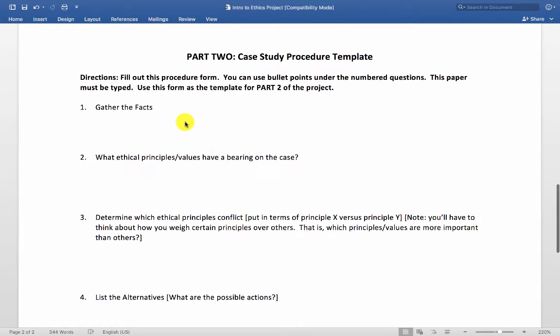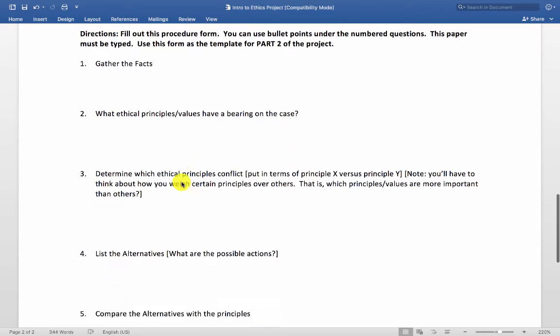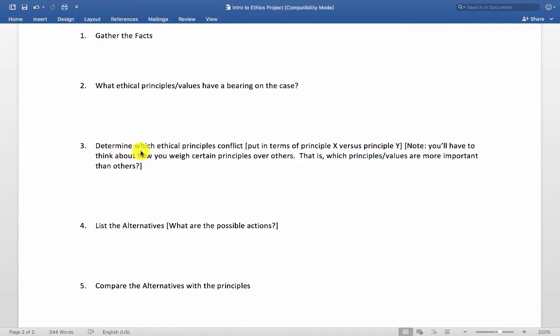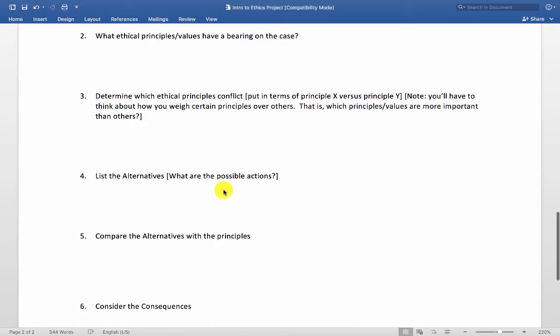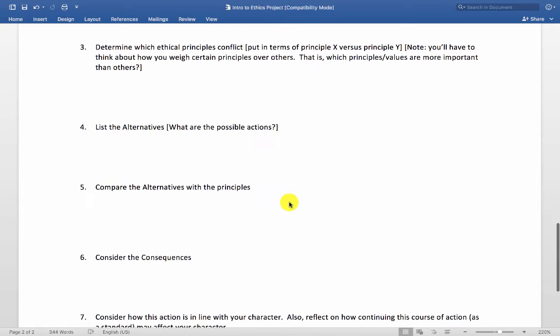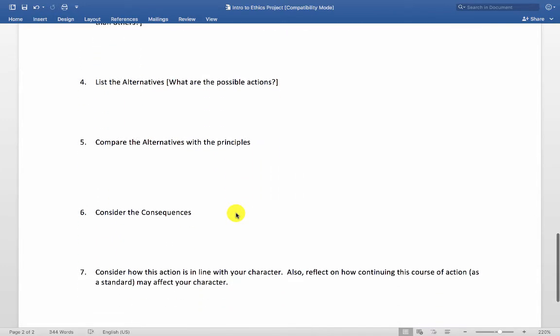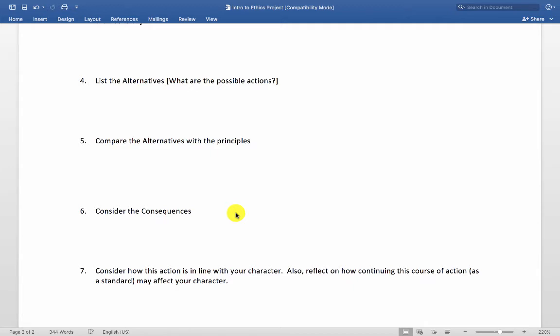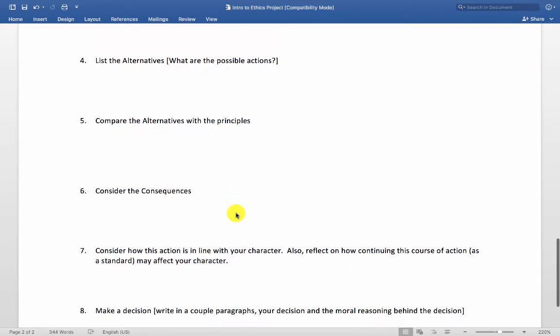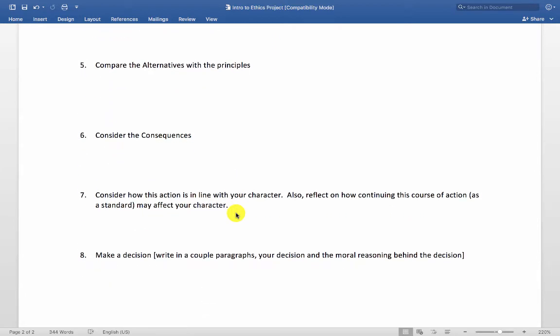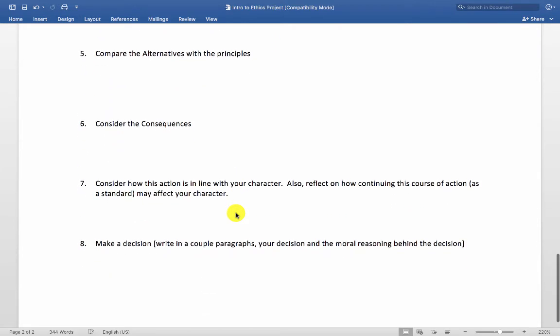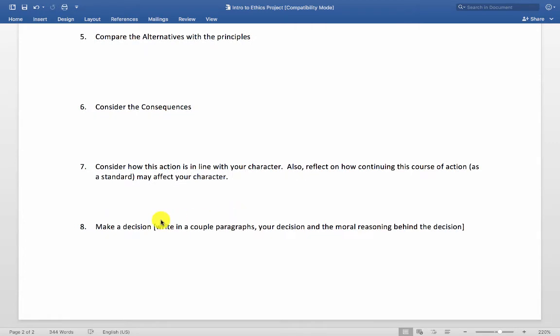Number one, gather the facts. Number two, what are the ethical principles and values bearing on the case? Number three, determine which ethical principles conflict in terms of X versus Y. List the alternatives, that is, what are the possible actions? Compare the alternatives with the principles. Consider the consequences, and consider how this action is in line with your character. Also reflect on how continuing this course of action may affect your character, and then make a decision. And this is kind of like a couple of paragraphs.